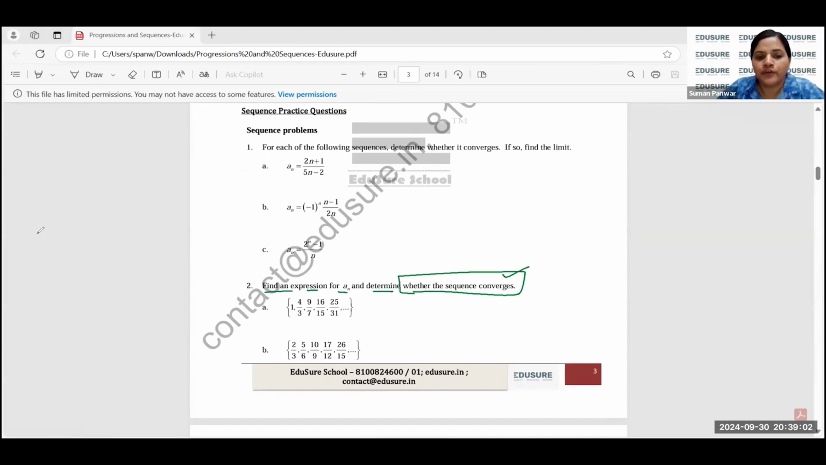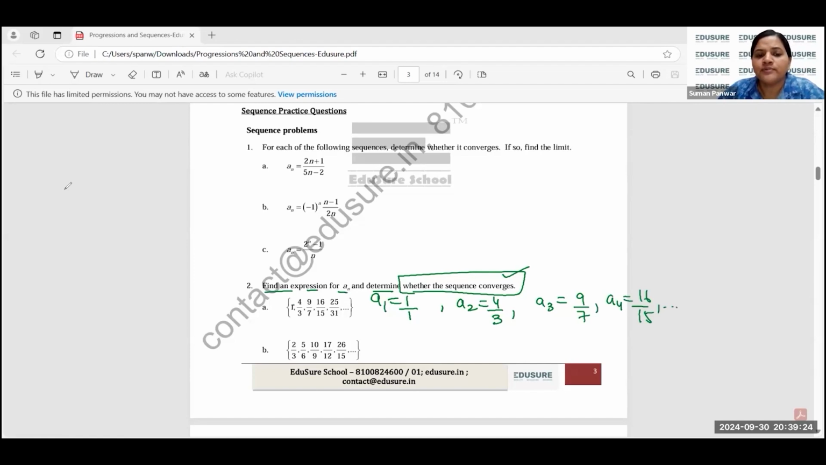If you look at A1 in this, A1 is 1. So I can write it as 1 upon 1. A2 is 4 upon 3. A3 is 9 upon 7. A4 is 16 upon 15, and so on.